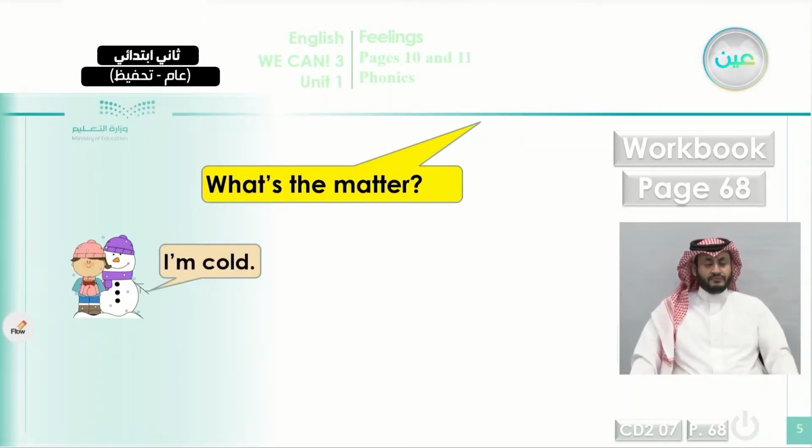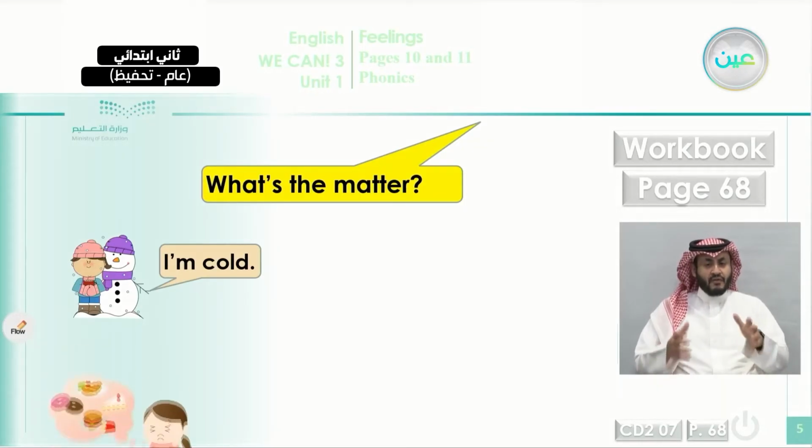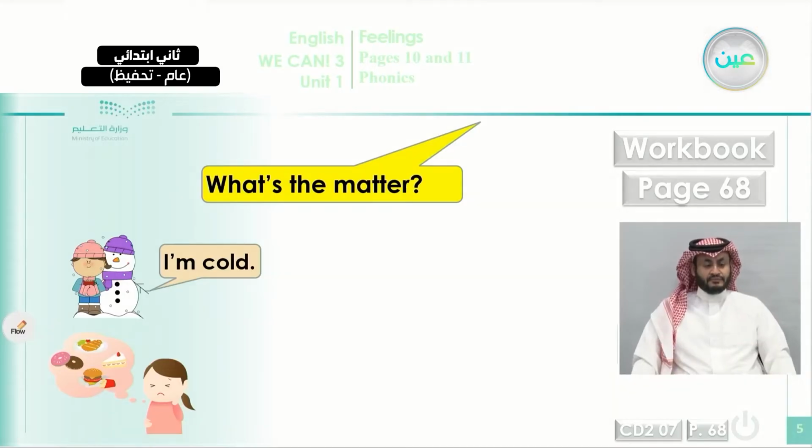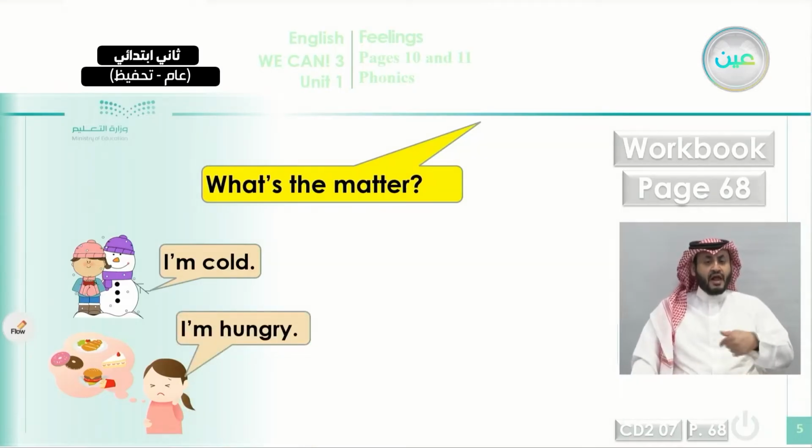He can say, I am cold. This indicates that this person is cold. So, what's the matter with you? He says or she says, I am cold. The second picture here, you can tell what's the matter with this girl. What does she feel? She feels hungry. So what can she say about herself? She can say, I am hungry.